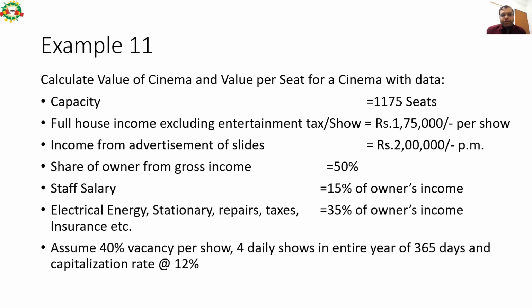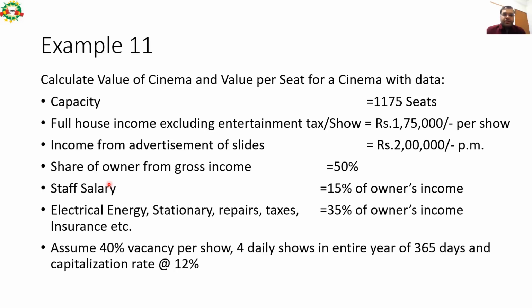Full house income excluding entertainment tax and show is 1,75,000 rupees per show. So from each show the cinema can earn a maximum of 1.75 lakh rupees. Income from advertisements on the slides is 2 lakh rupees per month. Please note it is per month, and the other is per show.